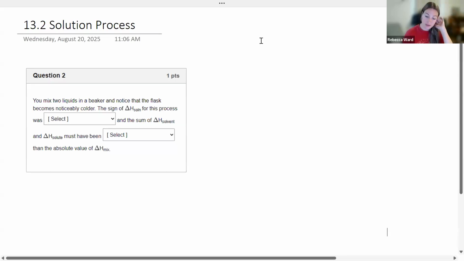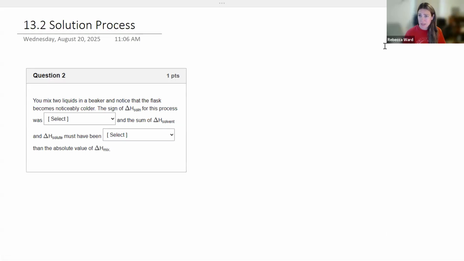All right, we're looking at an exam question here. We're in the lab, apparently. We mix two liquids together. We're holding that flask, and it becomes noticeably colder, okay? The first question we're asked is about the sign of delta H of the solution for that process, and we're asked if it's positive or negative.